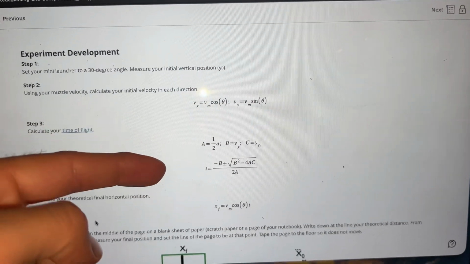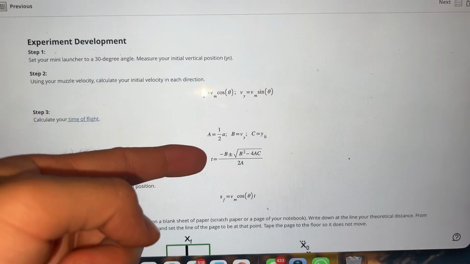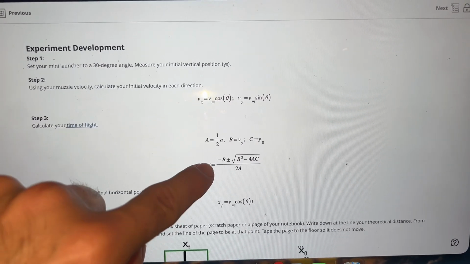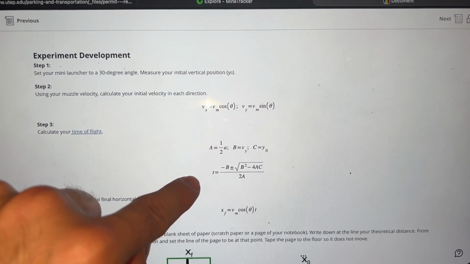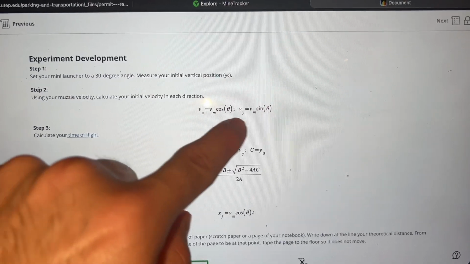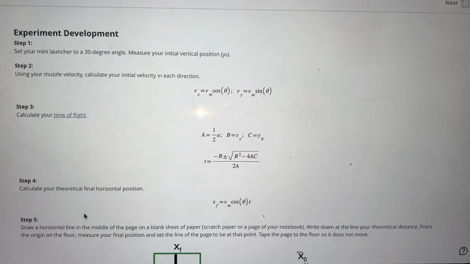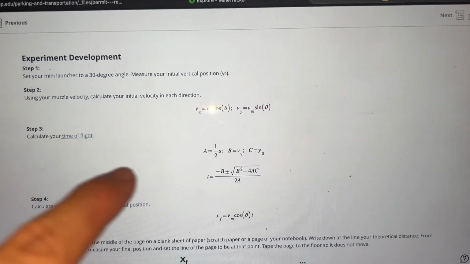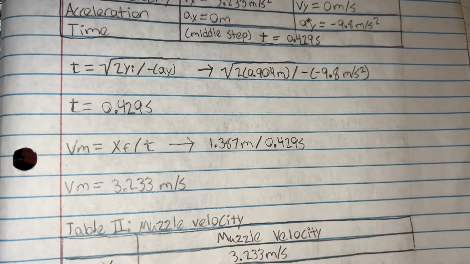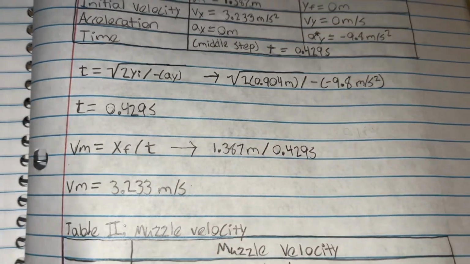So then after inputting these, we would put it into our time slot, and after we figured that value out, we would then put this value and combine it with our VM. After figuring that out, we would plug it in with our VM, which, as we determined already on the prior page, was going to be 3.233 meters per second.